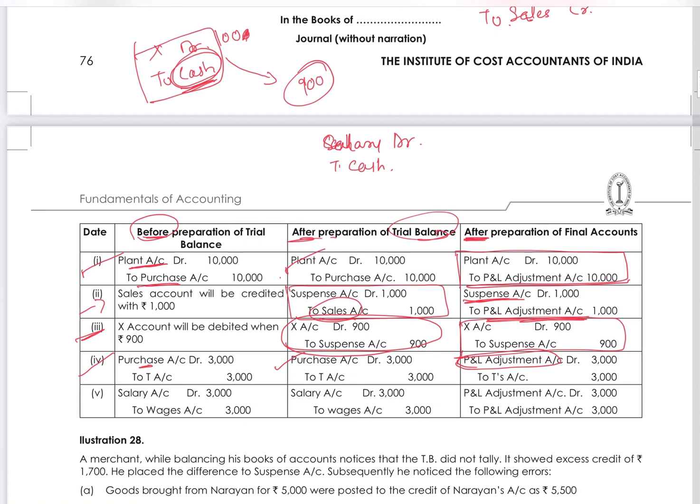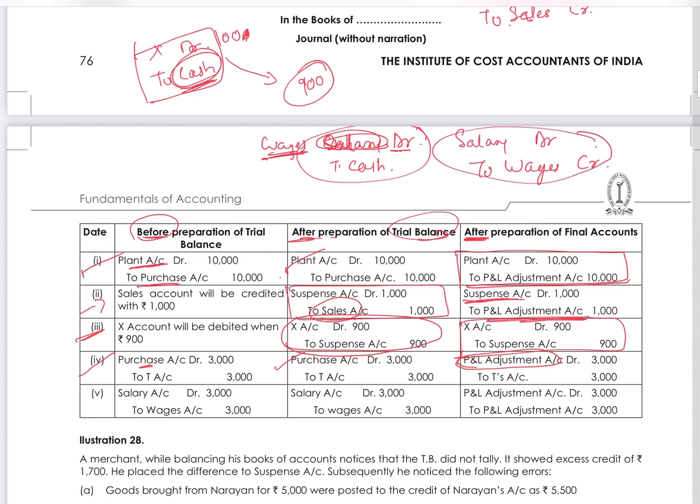So this should have been the correct entry, but instead of salary, they wrote it as wages. So I have to remove it from wages and debit it to salary. Wages was debited, so I have to credit wages to rectify it, and salary should be debited. This is my rectification entry. So before and after preparation of the trial balance it will remain the same.